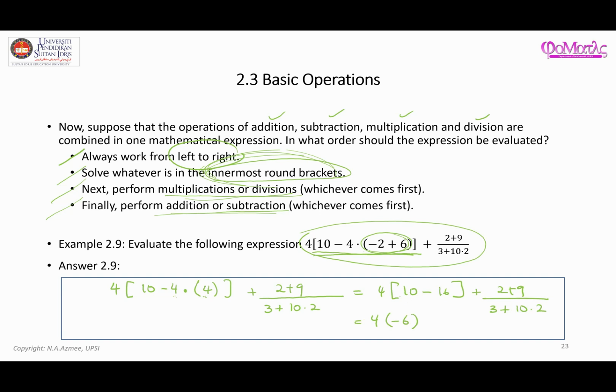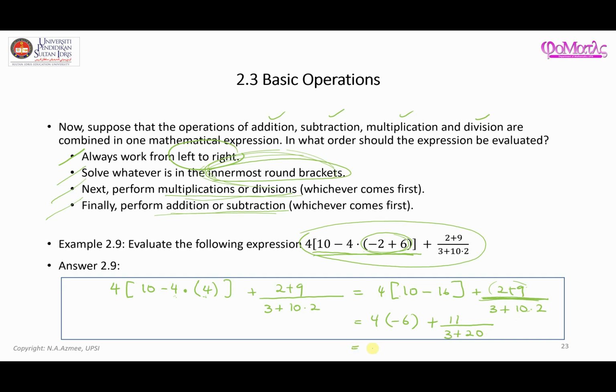And then we have over here, in order to do the process first, we have to solve the upper part first. So 2 plus 9 is 11. And down below here we have 3 plus 20.